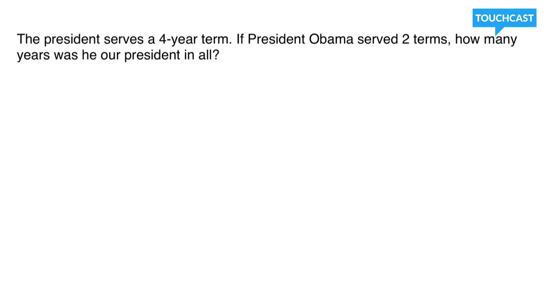Hi everyone, Mr. Carter here. Let's look at our next problem. And remember, we're trying to figure out, is this a multiplication problem or a division problem? The president serves a 4-year term. If President Obama served 2 terms, how many years was he our president in all? First, I would like for you to try and solve this yourself, so get to work.